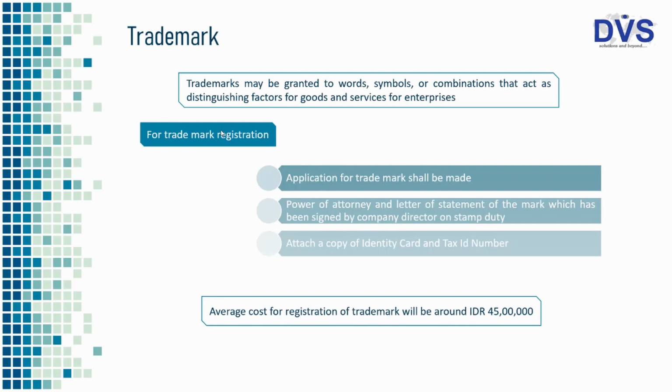Trademark registration is also quite simple. The trademark registration costs close to about 45 million rupiah. An application has to be made, along with a power of attorney and a letter of statement of the trademark, which has to be signed by the company's director on the stamp duty, and a copy of the identity card and the tax ID number which was obtained at the time of incorporation of the company. With these three basic documents and a payment of 45 million rupiah, you go ahead and register a trademark in the form of a word, symbol, or combination that acts as a distinguishing factor for goods and services for enterprises.